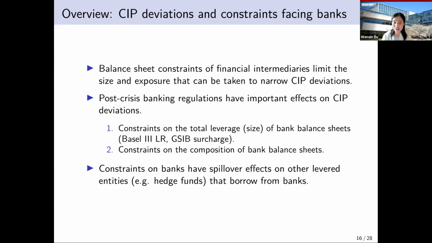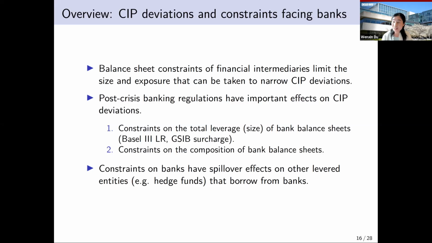I'm going to quickly comment on the constraints facing banks. These are obviously the post-crisis regulatory constraints on the banking sector. Broadly speaking, they fall into two categories. There are constraints on the size of bank balance sheets, in the form of total leverage. For instance, the Basel III leverage ratio requirements require global banks to maintain at least 3% capital against all assets, regardless of their risk characteristics. And global banks also care about the GSIB capital surcharge, where the size of the balance sheet is also a very important component of the GSIB score.